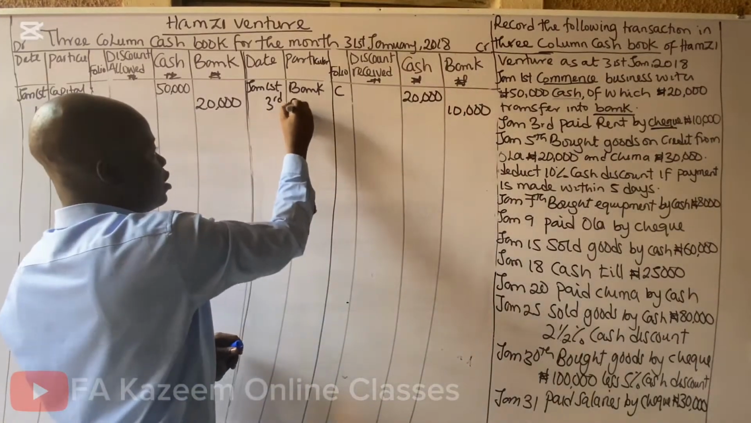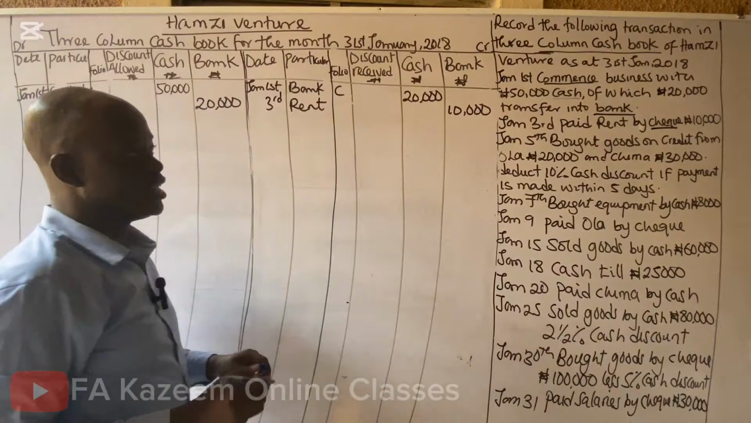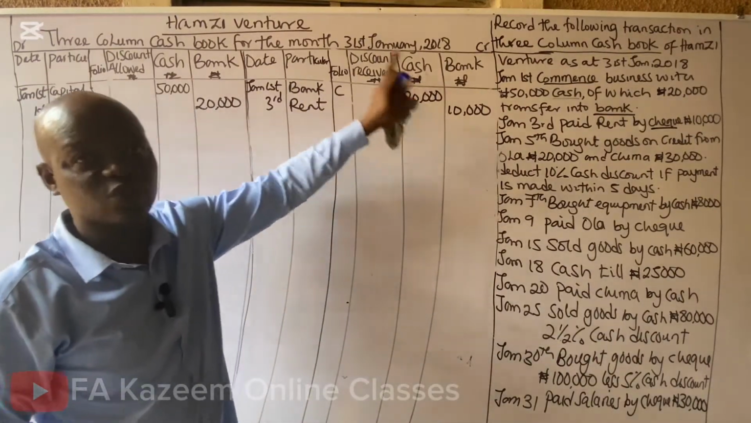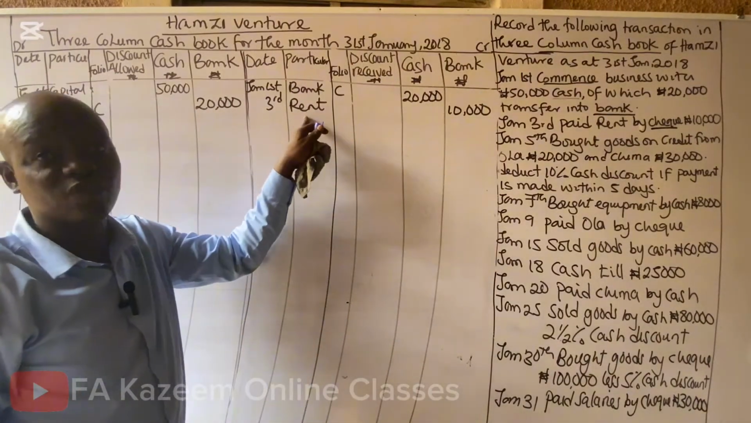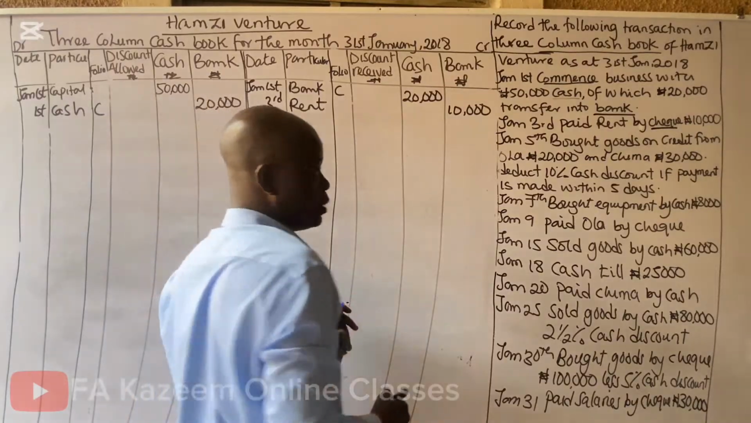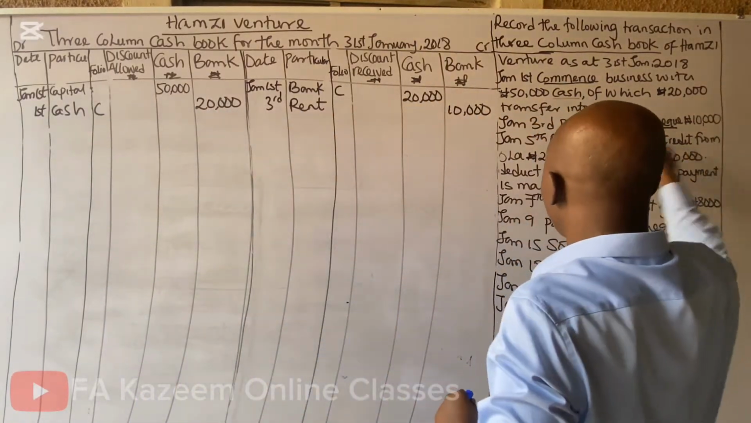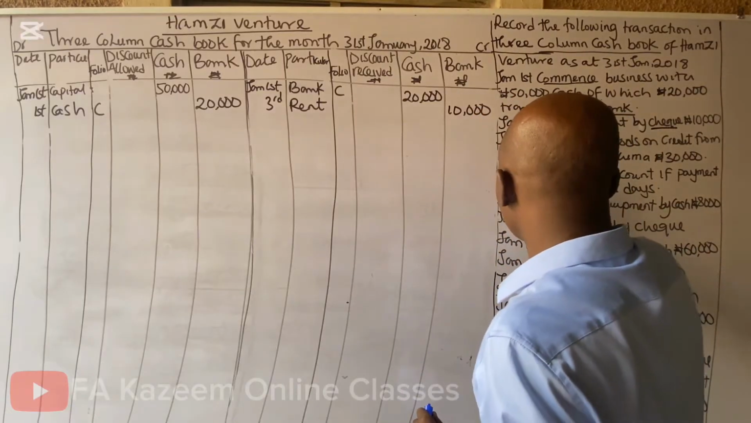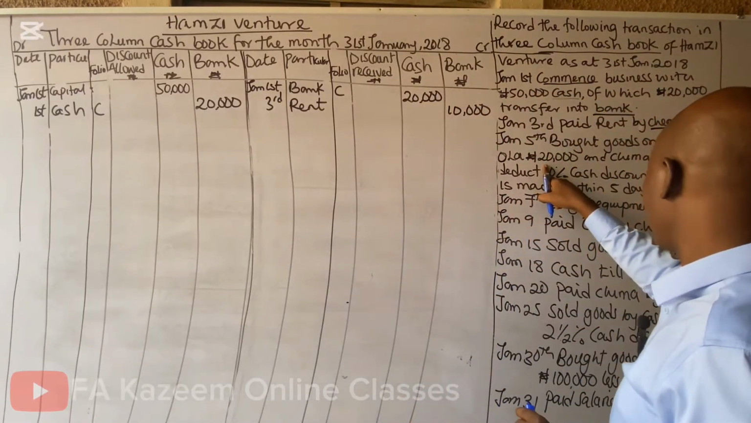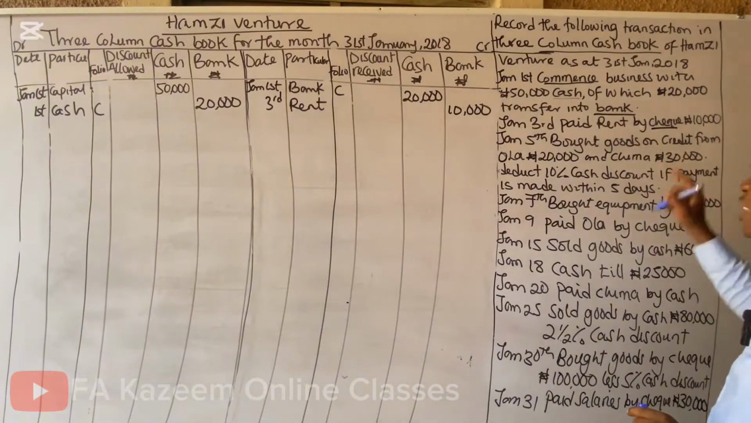What will be your particular? Rent. Meaning 10,000 is going out of the bank account as a result of what? Rent. Rent will be the particular. On the 5th, bought goods on credit from Ola, 20,000 naira, and Chima, 30,000 naira.